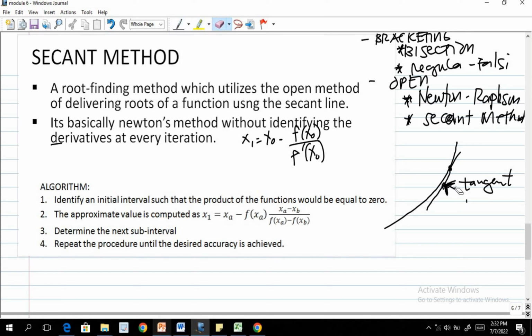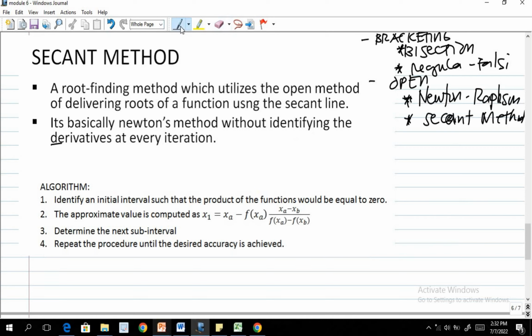Paano yung secant method? So, again, if we're going to draw the plane, so, pag ito-drawing ko yung aking axis, let's say, this is again the line. Let's say this is XA, this is XB. We're going to connect these 2 points with a straight line. Yung straight line na yan, we call that your secant line.